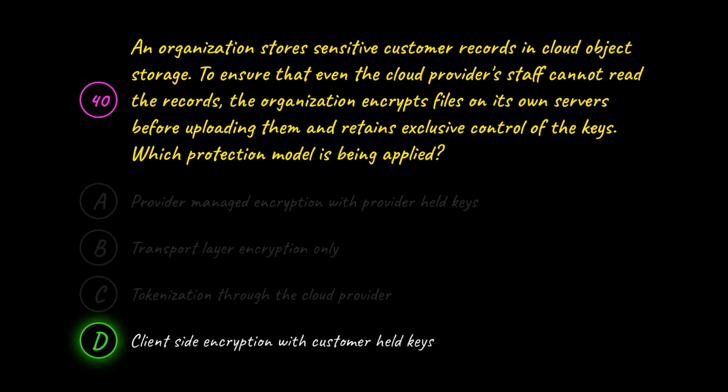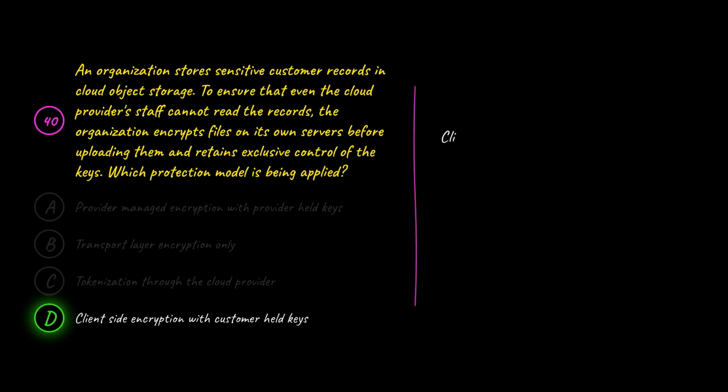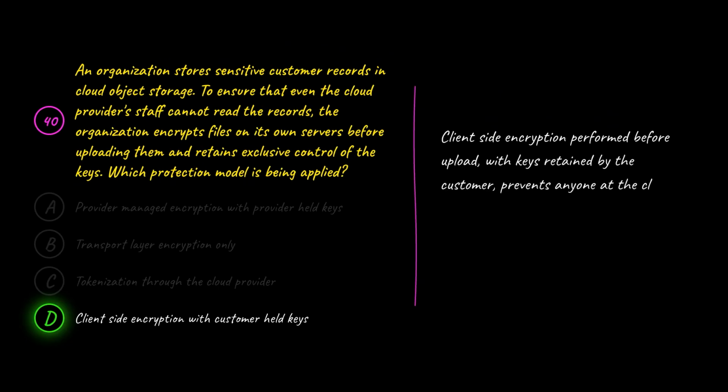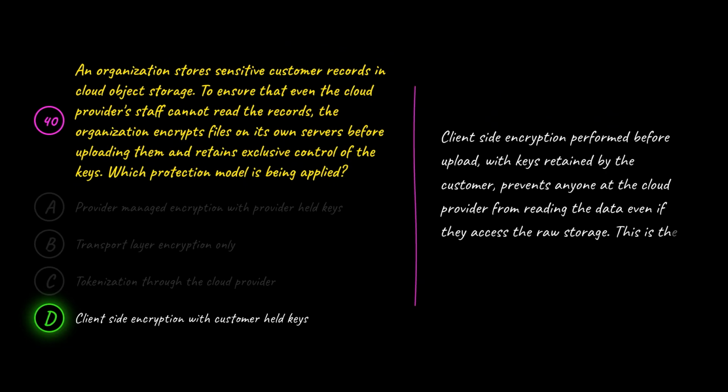The correct answer is D. Client-side encryption with customer-held keys. D is correct because client-side encryption performed before upload with keys retained by the customer prevents anyone at the cloud provider from reading the data even if they access the raw storage. This is the model described.